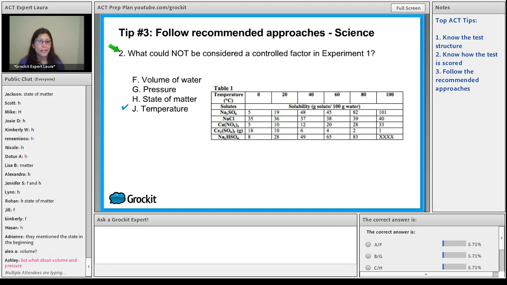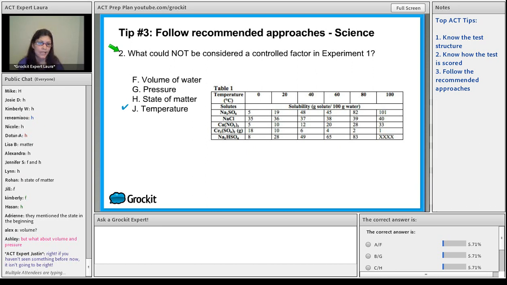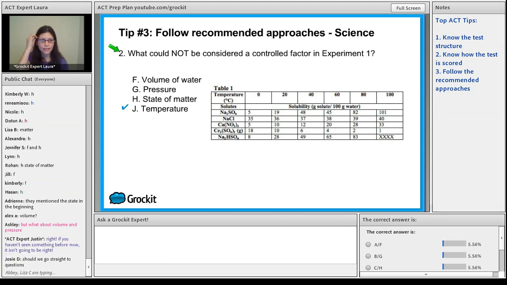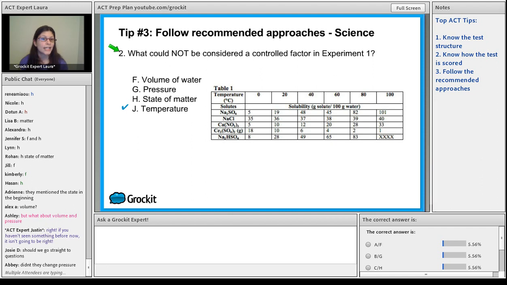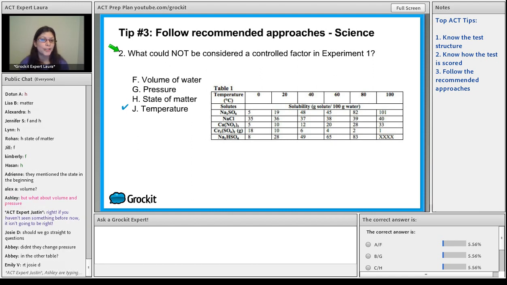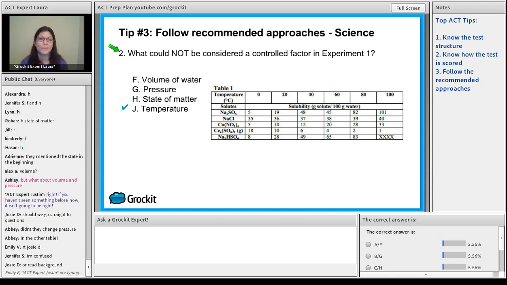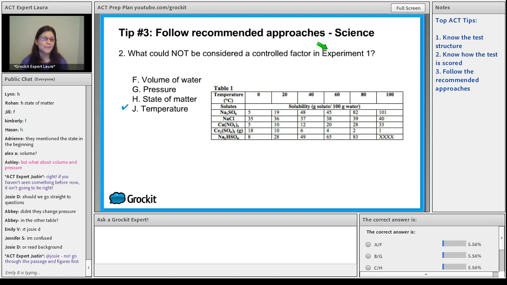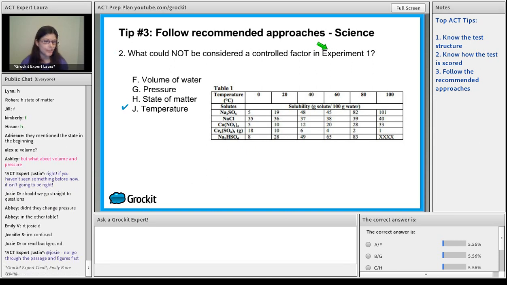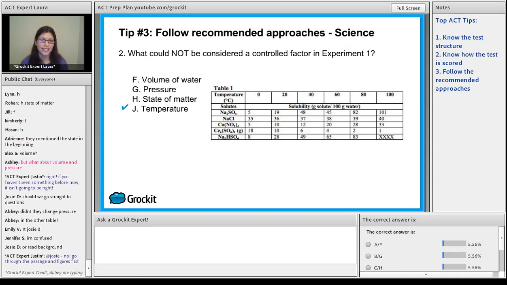Now, for pressure, they didn't change pressure, so it's a controlled factor. So if it's not something within the experiment, then they're not going to be providing that as a correct answer. Now that's really tricky. So in terms of pressure, they didn't change pressure in experiment 1. I'm so glad that you brought that up. So Abby, you did such a great job.